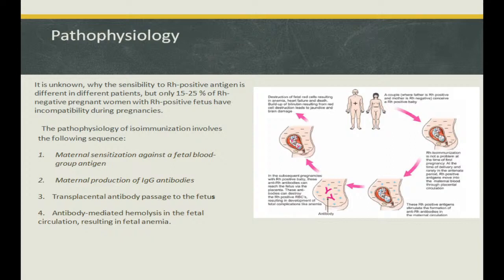icterus, kernicterus, with development of uncontrolled and untreated complications later. And as a maximum manifestation of this process, hydrops fetalis, because of lack of function of the liver, hypoproteinemia, and retention of fluid in the fetal organism. So, maternal sensitization against the fetal blood group antigen is the first step of development of this process.